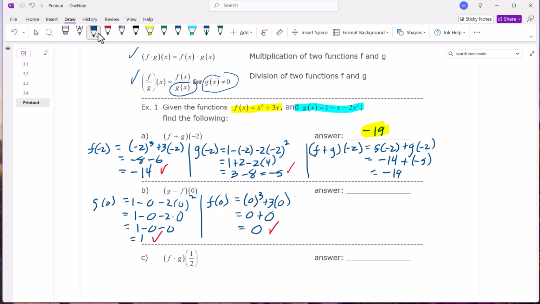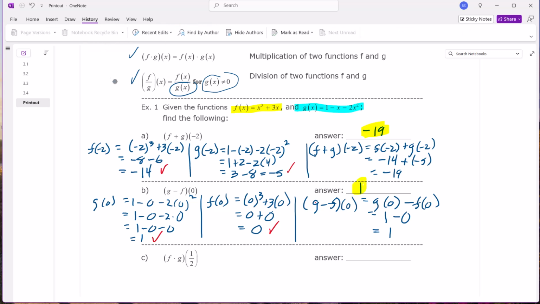Okay, so again, evaluating functions, you know how to do that. So now when we do f, no, hold on, I'm doing that backwards. We do g minus f of 0. What we do is we do g of 0, and then we subtract f of 0, which we've already done. So g of 0 is 1, f of 0 is 0, 1 minus 0 is 1, so that would be the solution to that problem.